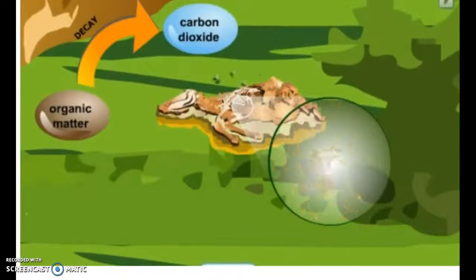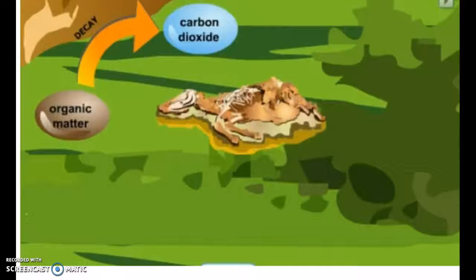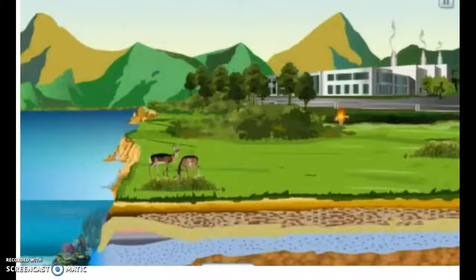So here we see a dead animal. Dead organisms are eaten by decomposers, and the carbon in their bodies is returned to the atmosphere as carbon dioxide. In some conditions, decomposition is blocked. The plant and the animal may be available as fossil fuel in the future for combustion.